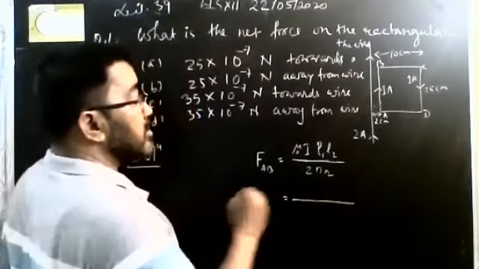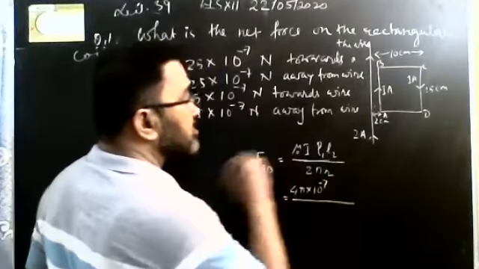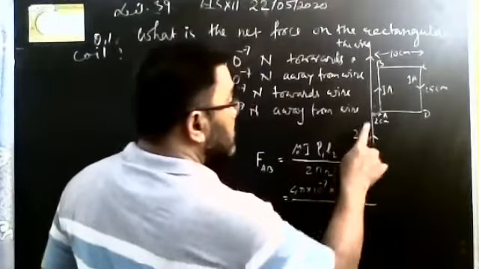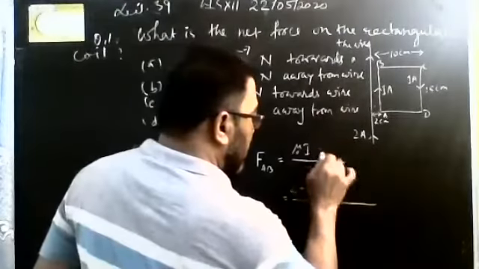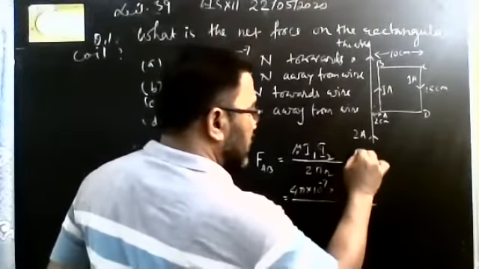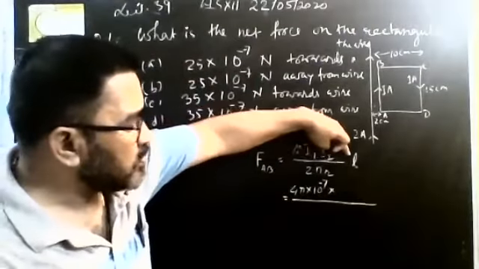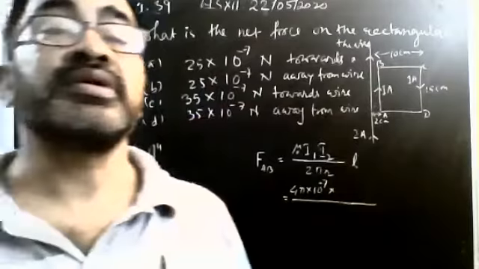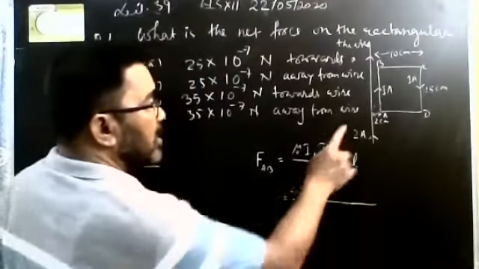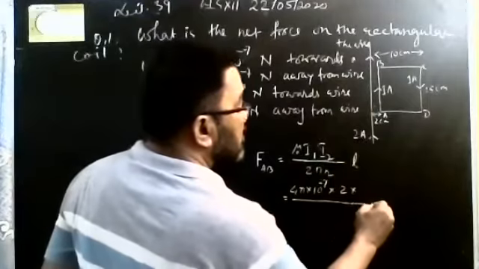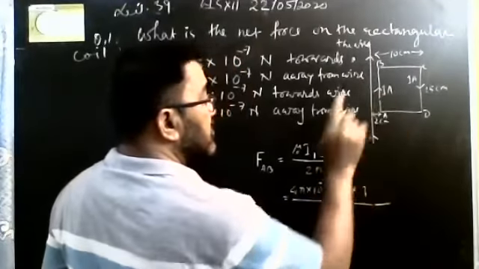What is the value of mu naught? mu naught is equal to 4 pi into 10 to the power minus 7. Okay. I is what? Oh, sorry, it is wrong. It should be I1 and I2, multiplied by L. So what is the value of I1? I1 is here 2 ampere. What is the value of I2? I2 is again 1 ampere.